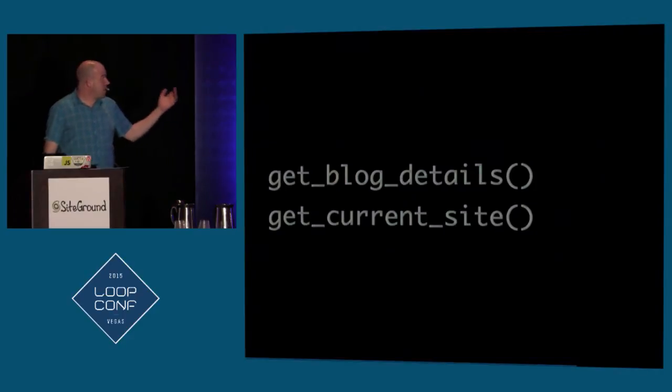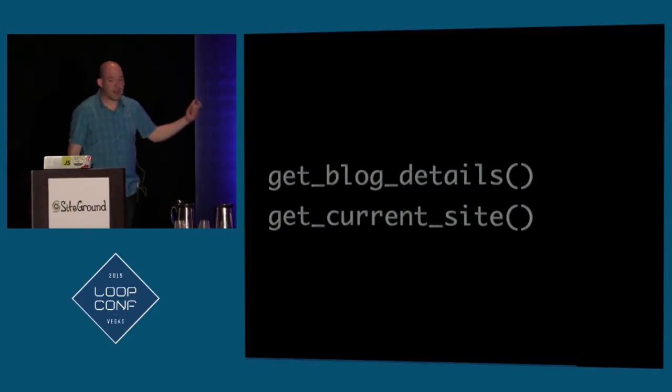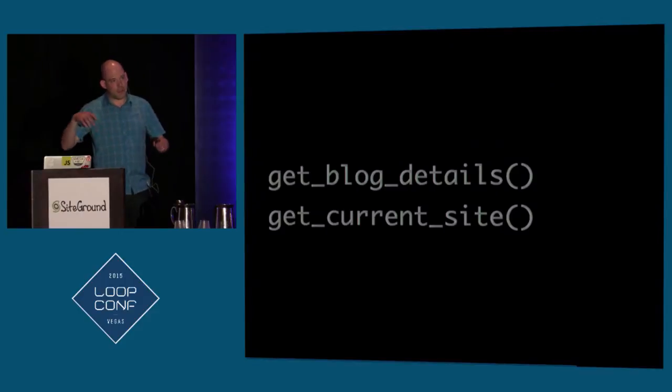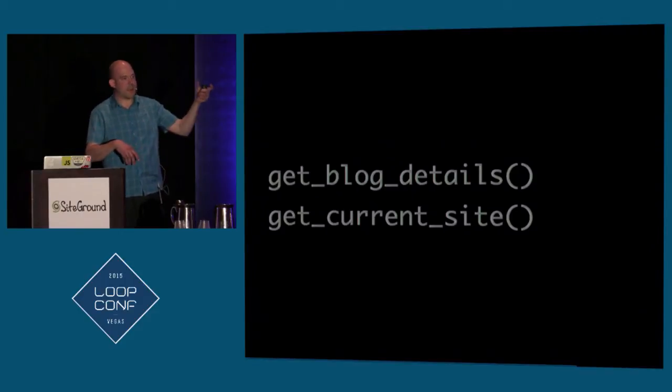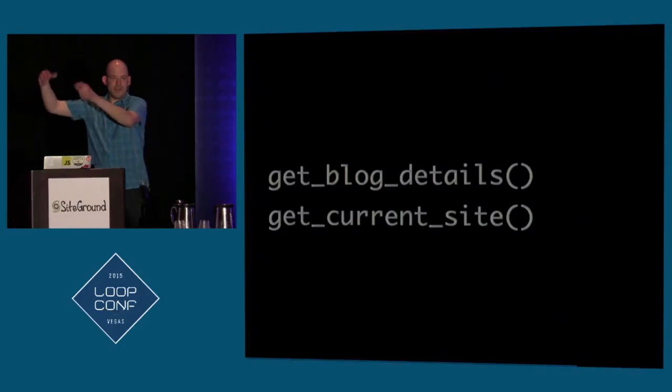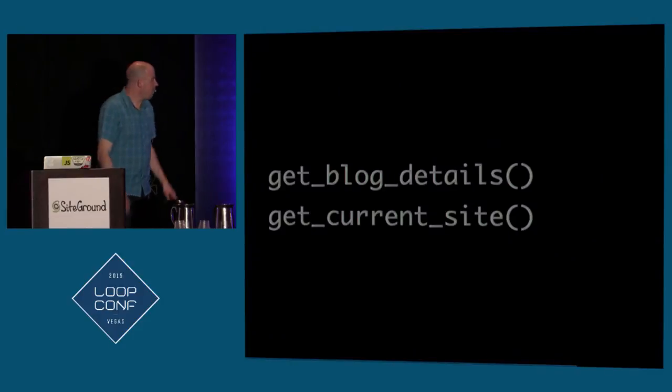And at any time, you can use get_blog_details or get_current_site without arguments to get back a copy of that current blog or current site object of what you're working on. And you can use get_blog_details to get information on other sites. So if you need to look up what the blog ID of wsu.edu is, you can use get_blog_details to find that information, and then use switch_to_blog to switch over to it and pull whatever posts you want and move on.